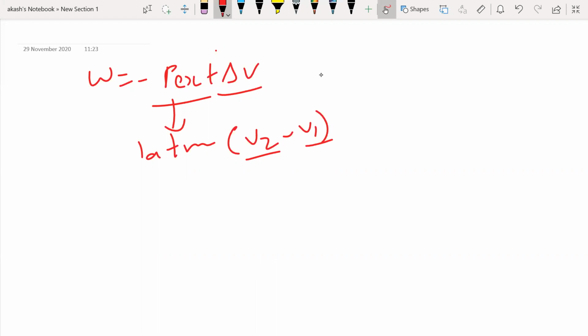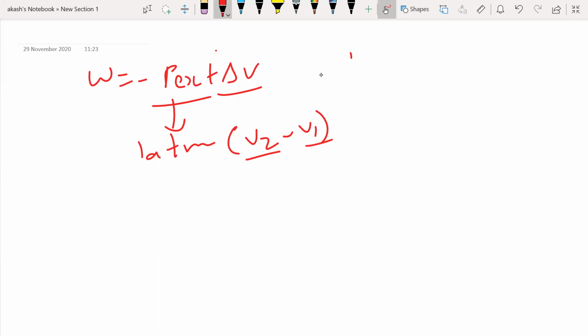We can use number of moles equal to given volume by 22.4. But this is not at STP. This is at 27 degrees Celsius. If it were given at STP, yes, what you said would work, but we cannot use that here. So what else can you use? Sir, you can use PV equal to nRT. Absolutely. So we can use PV = nRT.